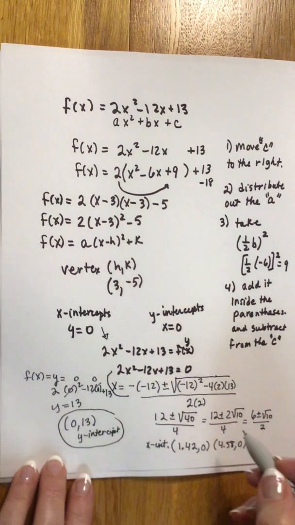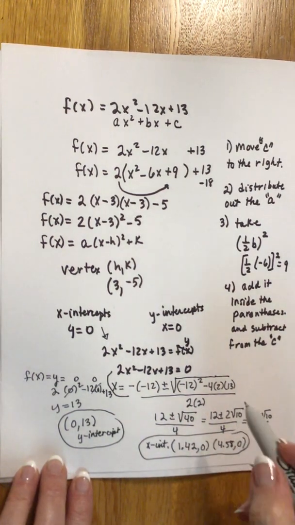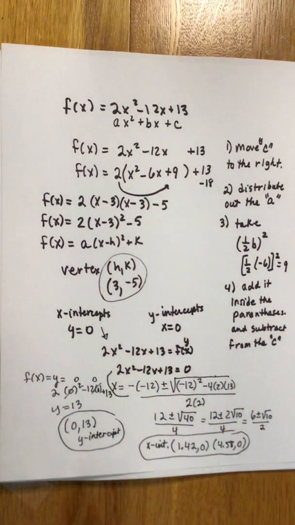So we plot the y-intercept, we plot the x-intercepts, and we plot the vertex. Give everybody a chance to catch up to that point before we sketch the graph.